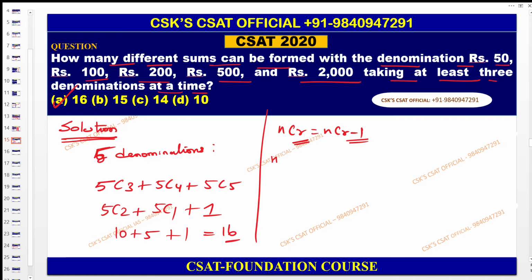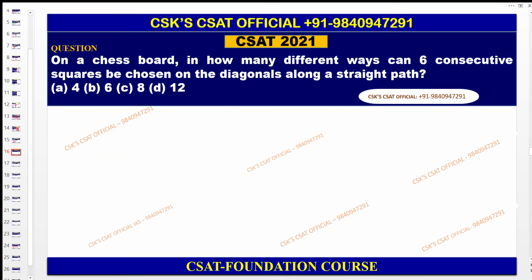Then I have taught you the properties also. What is NC1? NC1 is equal to N, NCN is equal to 1. These properties and all I taught you, people can do this. Fine. I'm moving to the next question. So this kind of question may be repeated in your examinations. Please be careful.